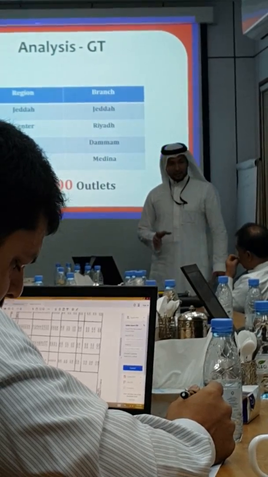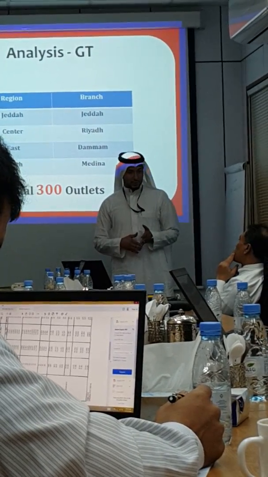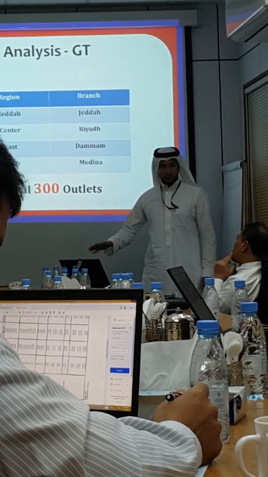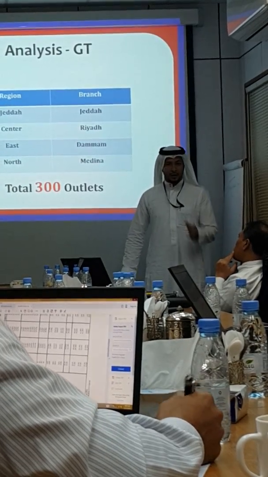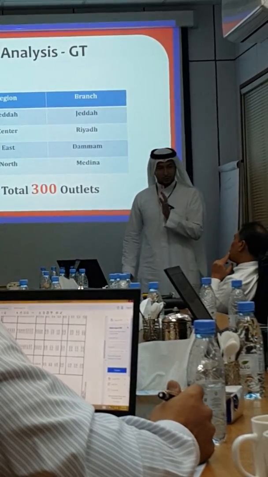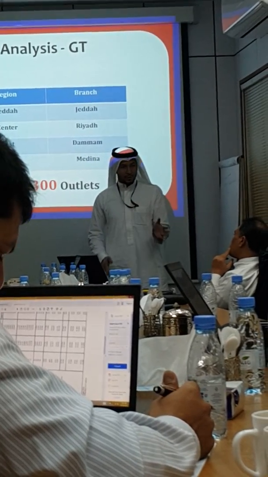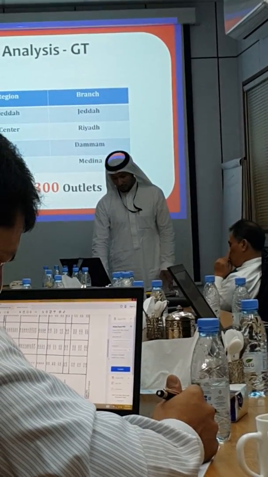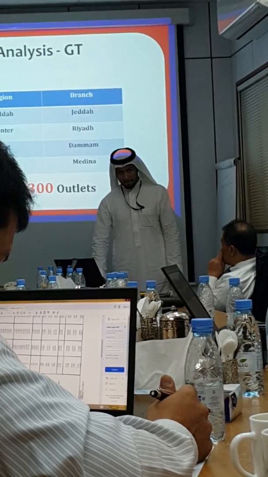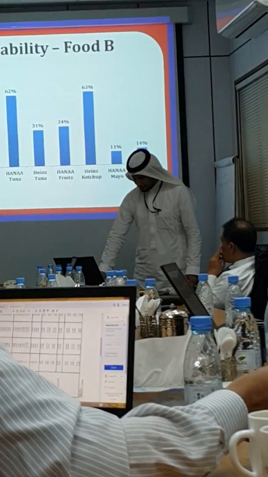In the analysis for general trade, I covered 4 regions and 4 different branches. The total number of outlets visited was 300. I stuck to the general plans, either with the route salesmen or with the sales supervisor. So you actually visited 300 outlets? Yes. Excellent. Very good.